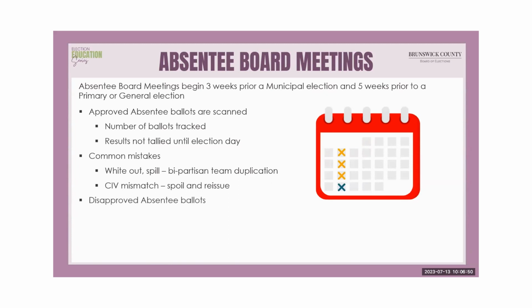Disapproved absentee ballots are presented to the Board of Elections for review. The corrective action taken is discussed. For example, contacting the voter, reissuing a new ballot packet, or sending a cure letter.